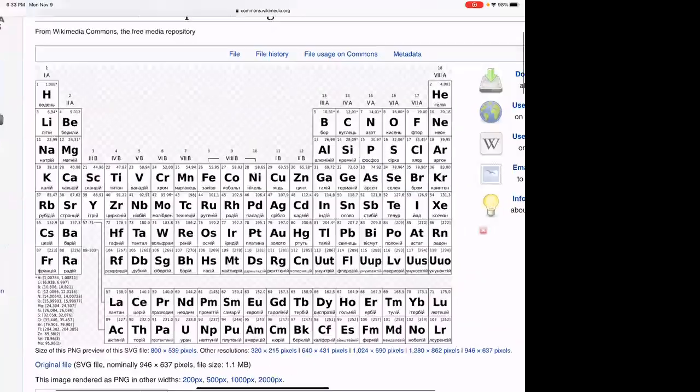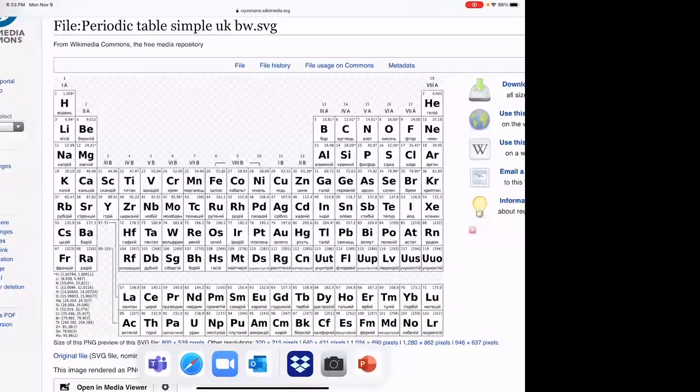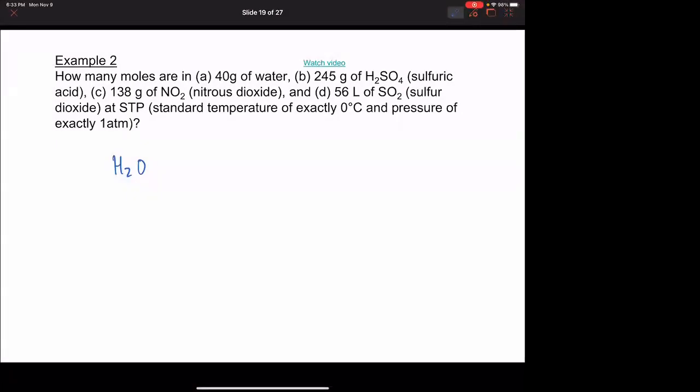So when we look at something like H2O, hydrogen is 1 gram per mole, and we have 2 of those, plus oxygen, which is 16 grams per mole, and we have 1 of those. So water is 18 grams for every mole. So every mole of water weighs 18 grams. Now, if we have 40 grams of water, how many moles do we have? So we have 40 grams divided by 18 grams per mole.